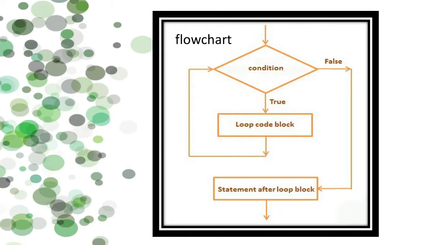Well, using this simple flowchart, let me explain how this loop works. You can see here is a kite symbol and the condition written inside. Here the control comes and the condition is encountered. If the condition is true, the loop code block or the body of the loop is executed and the control goes back again to check the condition. Whenever the condition is true, the body or the loop code block is executed and it takes place multiple times until the condition goes false. When the condition goes false, the control goes out of the loop and executes the statement after the loop block.